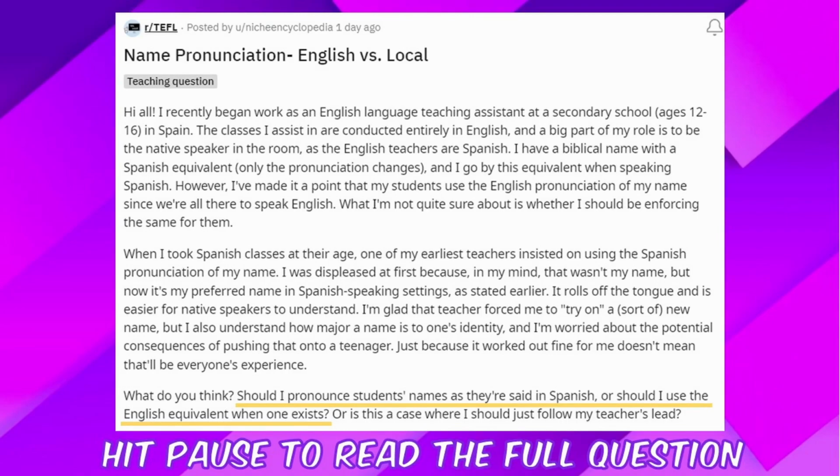Okay, so this question is from the TEFL subreddit, and it asks whether you should use the native student names or an anglicised version. This is a common thing that comes up when you're teaching in a country where the language is related to English, like it has a Latin root or a Germanic root. For example, John is Juan in Spanish and Jan in many parts of Central Europe. And Mary becomes Maria in pretty much all Romance languages.